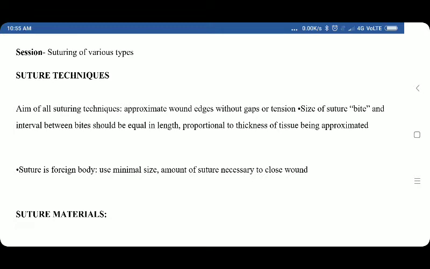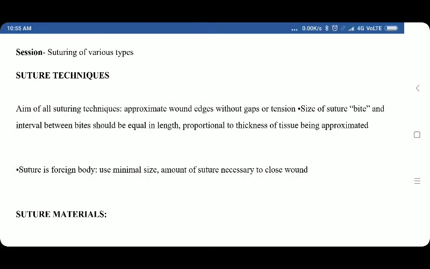The aim of all suturing techniques is to approximate the wound edge without gaps or tension. The size of the suture, that is called the bite, and the interval between bites should be equal in length, proportional to the thickness of the tissue being approximated.